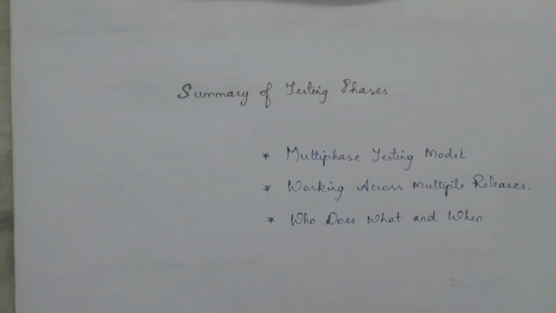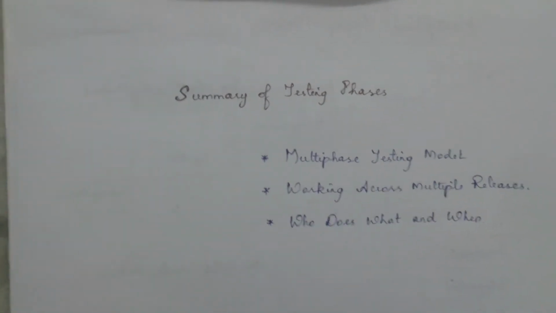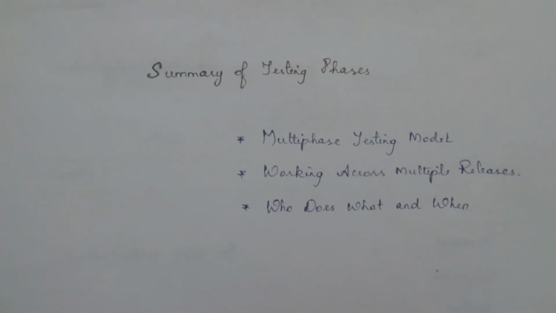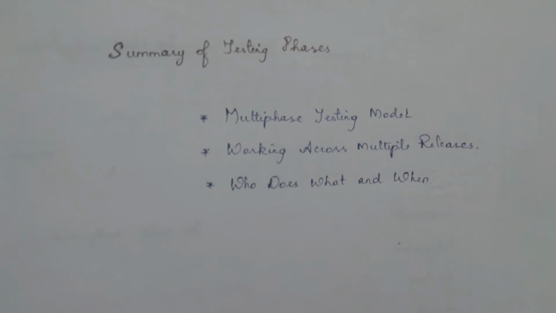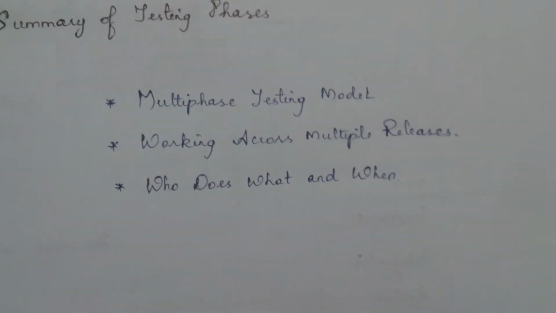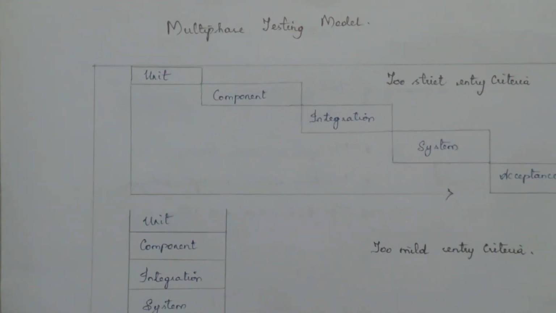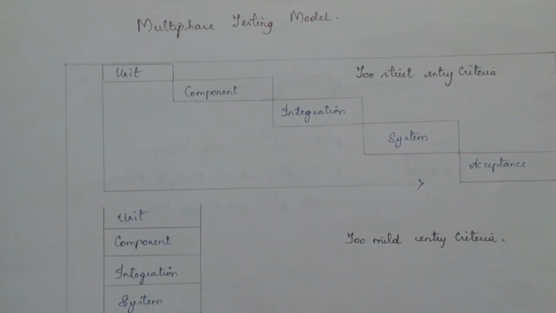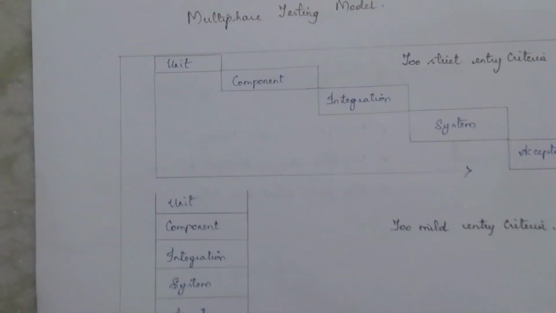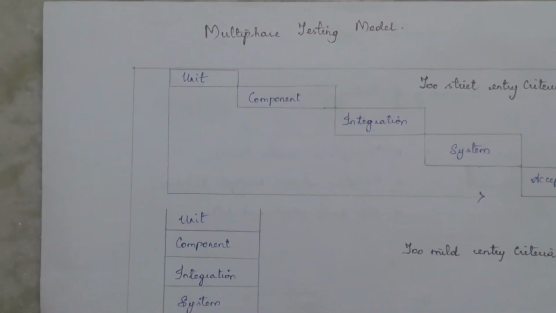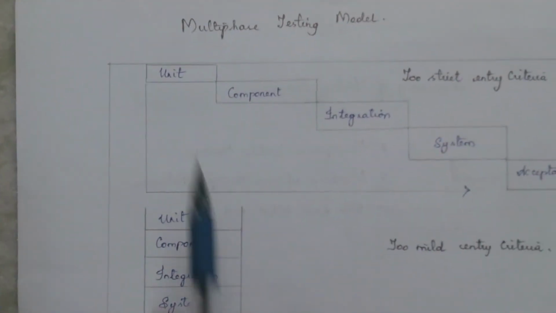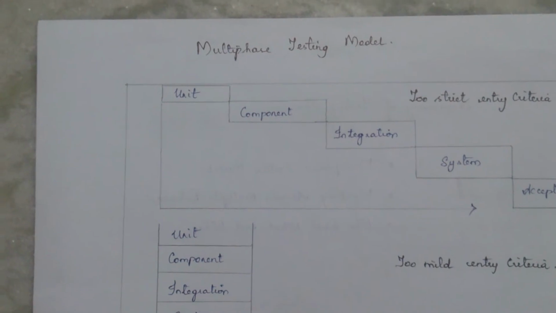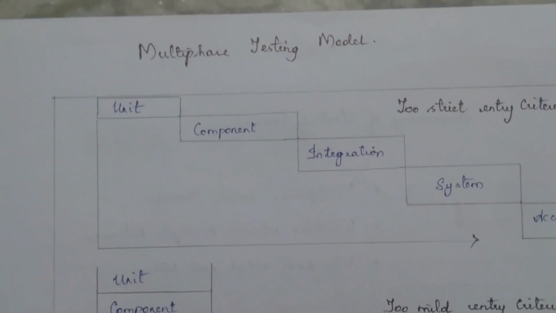Next topic is about summary of testing phases. The purpose of this section is to summarize all the phases of testing and testing types we have seen so far in different chapters. There are three parts, namely multi-phase testing model, working across multiple releases, and who does what and when. In multi-phase testing model, it has two types of criteria, namely too strict entry criteria and too mild entry criteria. First one is having too strict entry criteria solves this problem, but lack of parallelism in this case creates a delay in the release of the product. These two extreme situations are depicted in this figure.